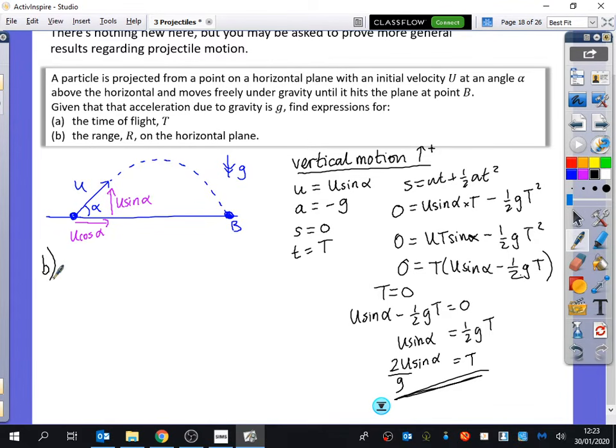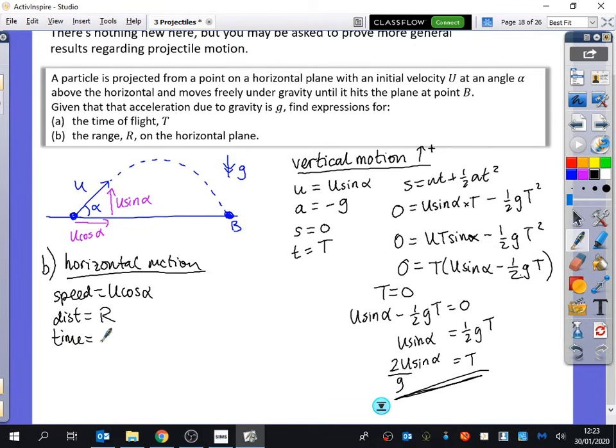Now, part B of the question wants us to find the range on the horizontal plane. Okay, so range, let's consider the horizontal motion. Speed is u cos alpha. Distance is the thing that I'm looking for, r. And the time is 2u over g sine alpha.